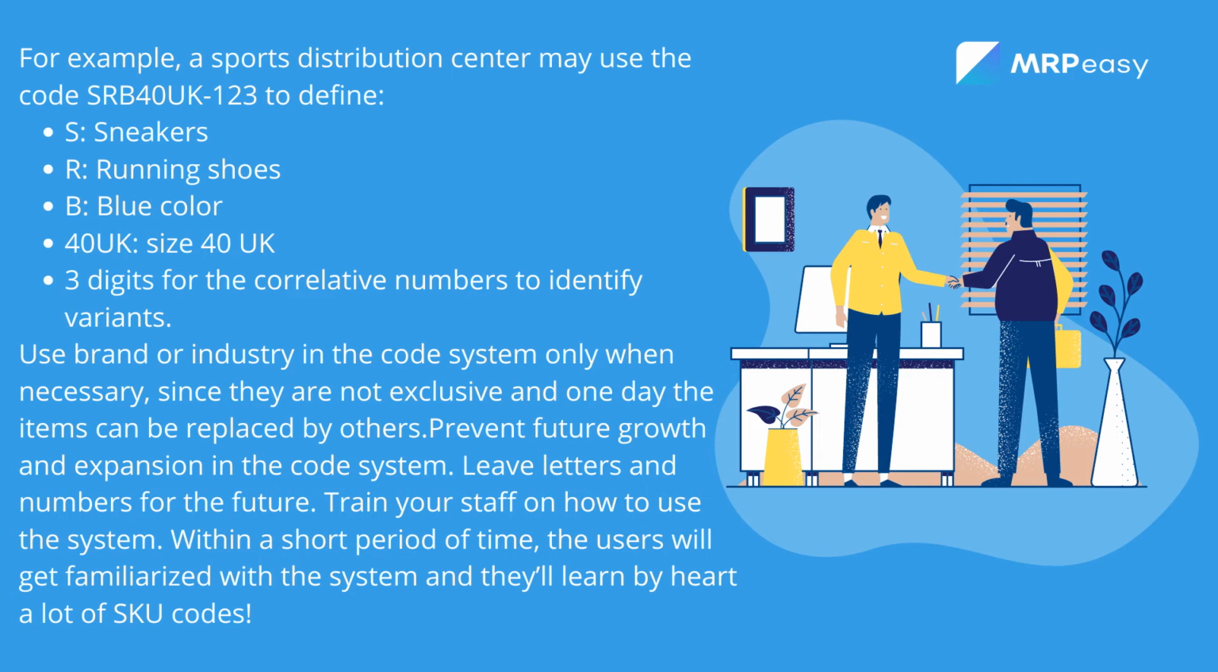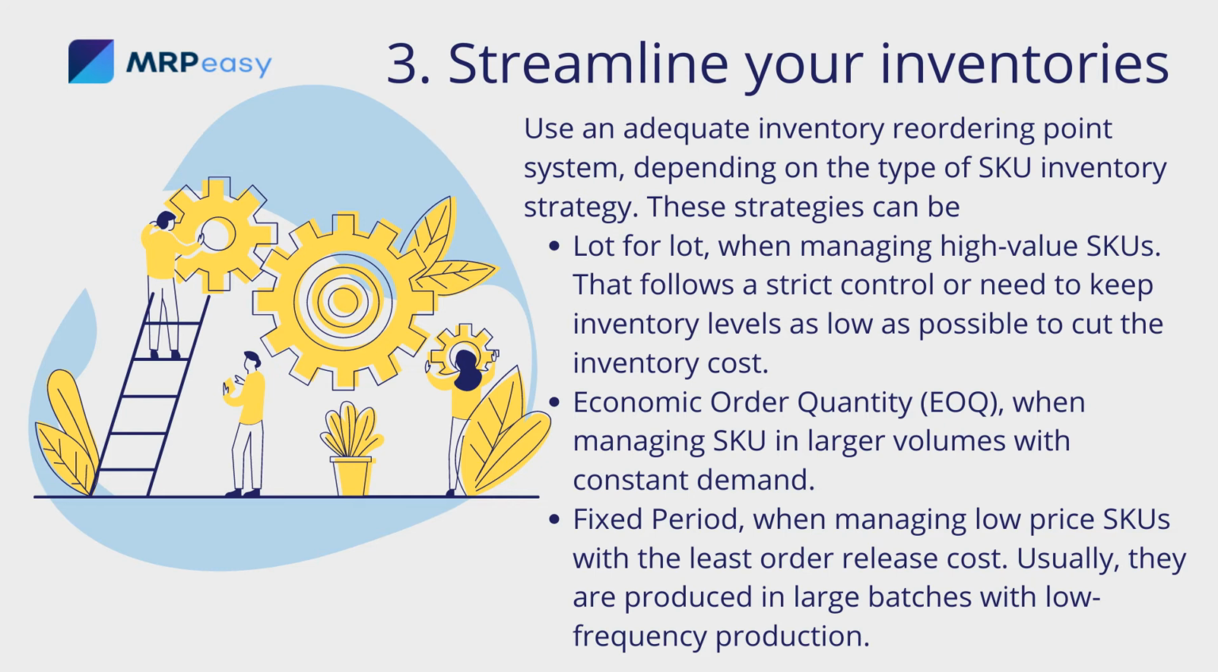Use brand or industry in the code system only when necessary, since they are not exclusive, and one day the items can be replaced by others. Prevent future growth and expansion in the code system. Leave letters and numbers for the future. Train your staff on how to use the system. Within a short period of time, the users will get familiarized with the system, and they'll learn by heart a lot of SKU codes.